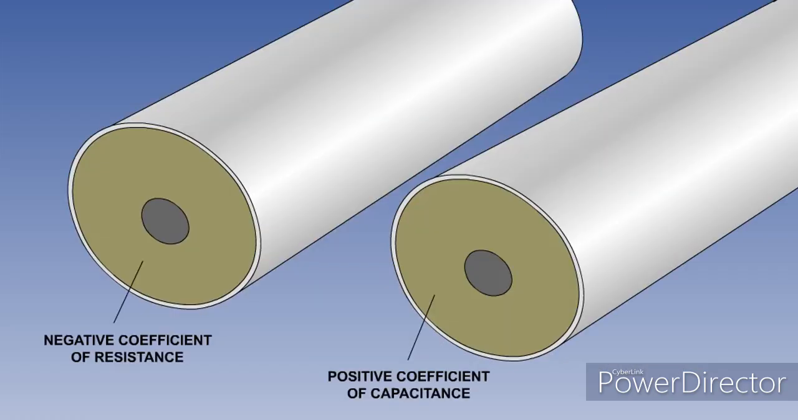There are two types of firewire detection systems, operating on the principle of their core material having either a negative coefficient of resistance or a positive coefficient of capacitance. The firewire system, which uses the core material having a negative coefficient of resistance, will use direct current, and if it relies on the core having a positive coefficient of capacitance, it will use an alternating current system.